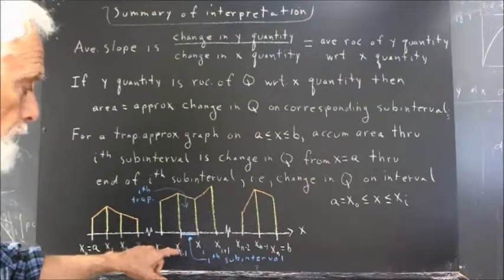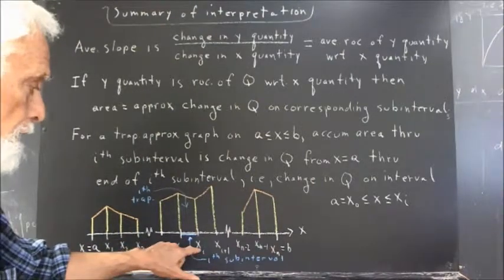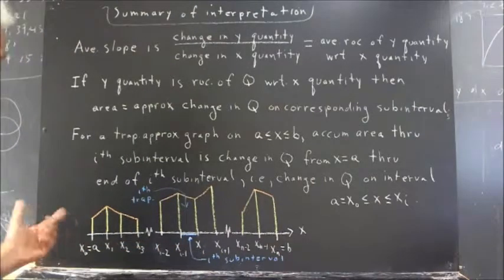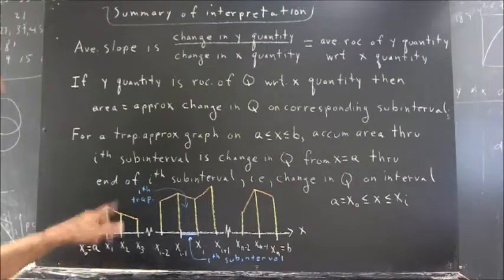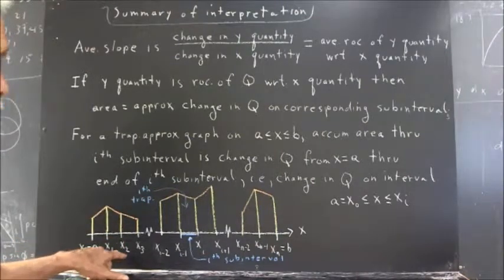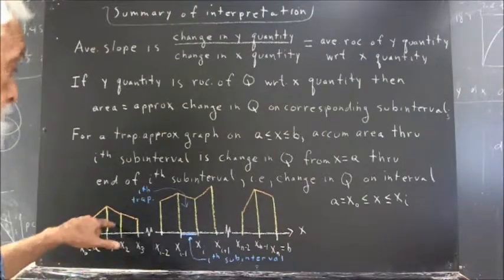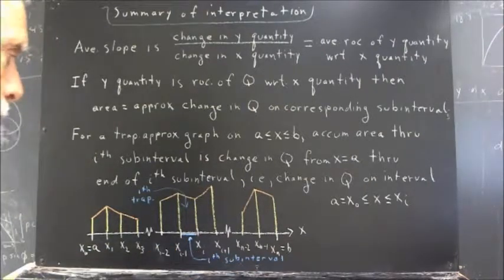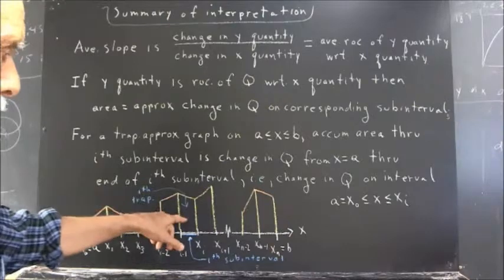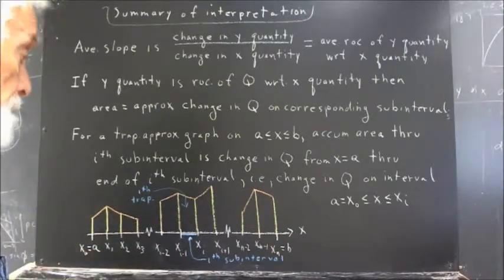The ith subinterval runs from x sub i minus 1 to x sub i, just as the first interval runs from x naught to x1, second interval from x1 to x2. The interval ends at the x value whose subscript corresponds to the number of the interval. So the ith subinterval ends at x sub i. And of course we have here the ith trapezoid.